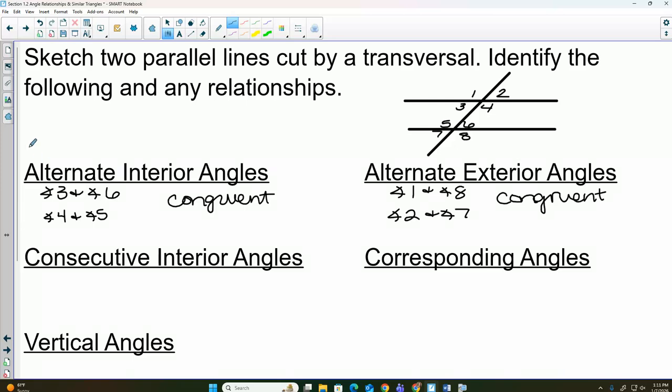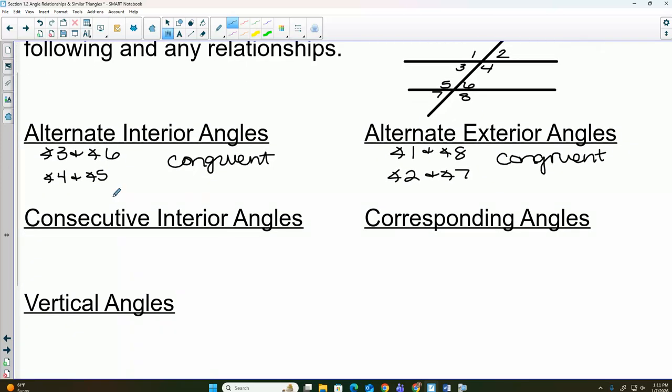All right. The next one. Does he call them consecutive interior or same side interior? Both. Okay, it can be either way, consecutive, same side, just means they're in a row, in between those parallel lines. So that would be like angle 3 and angle 5. Okay, they're on the same side of that transversal. What would be the other set? Okay. We already know that 3 is equal to 6. So what would have to be true about 3 and 5? Supplementary, they make a straight line.